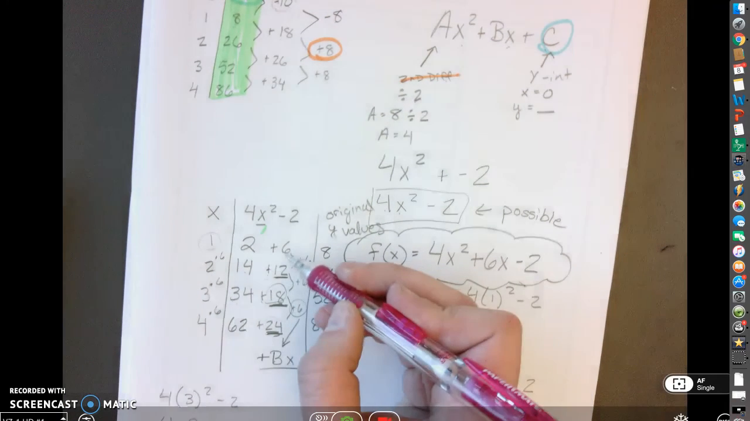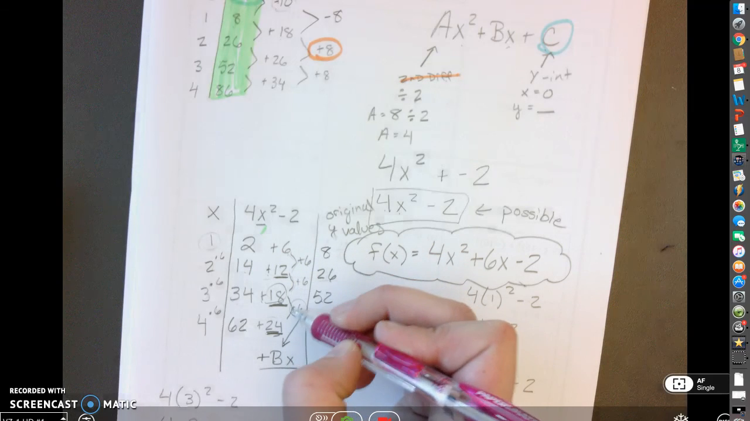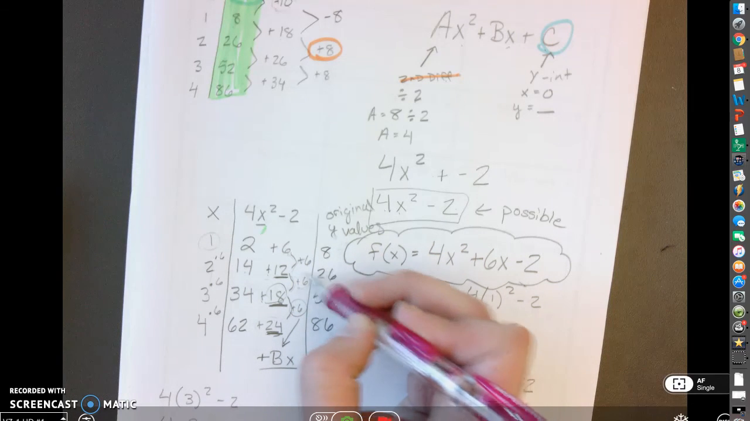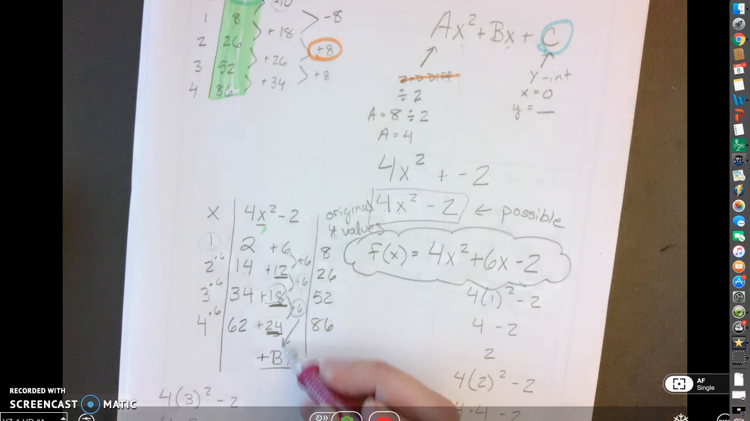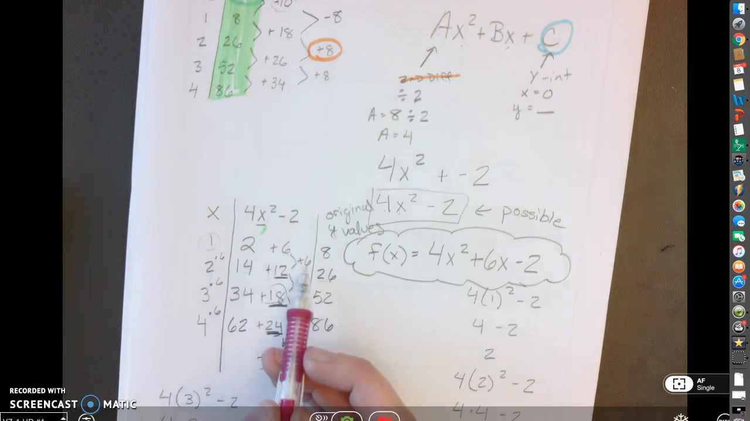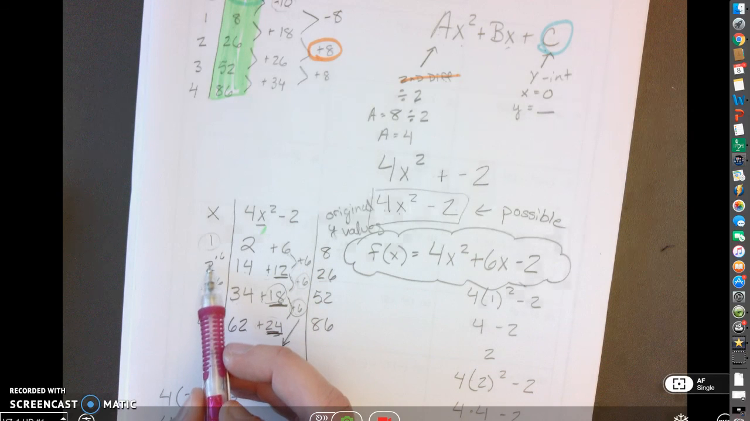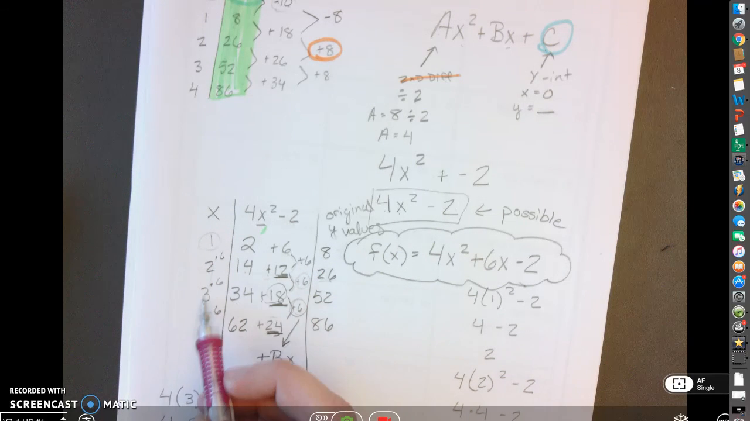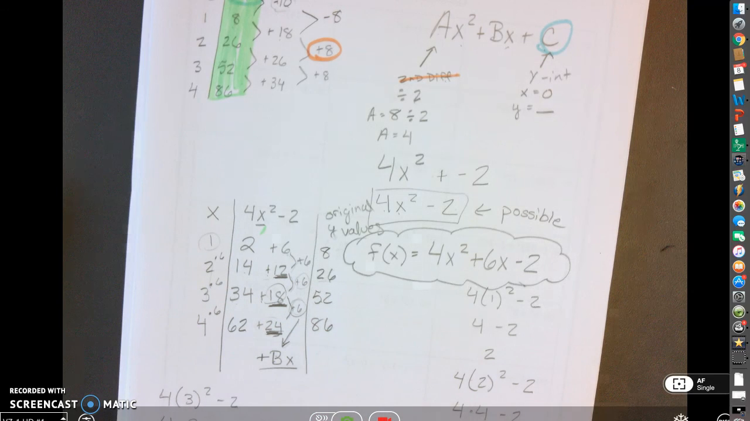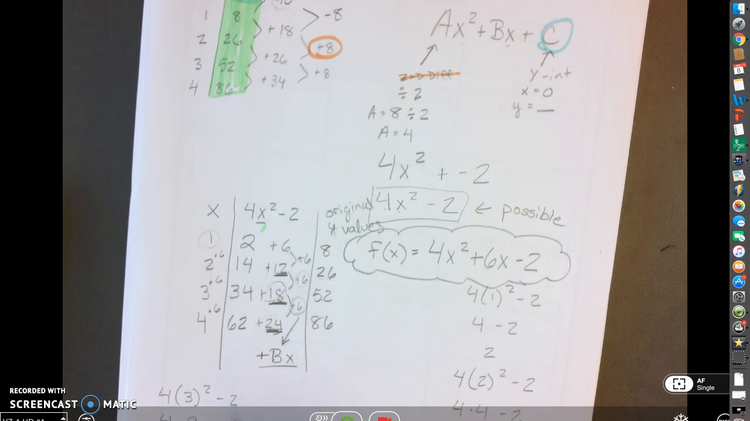And then I noticed, oh look, all of the things that I'm adding by are changing at a rate of 6. Okay, so that is my B term. And then if you look, you can check it. How did I get all these numbers? I did 2 times 6, oh that's 12. 3 times 6, oh that's 18. 4 times 6, oh that's 24. So I had to change my equation by taking my x value and multiplying it by 6. So your bx term is 6x.